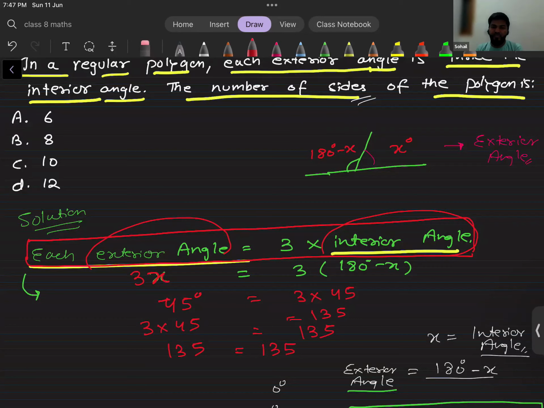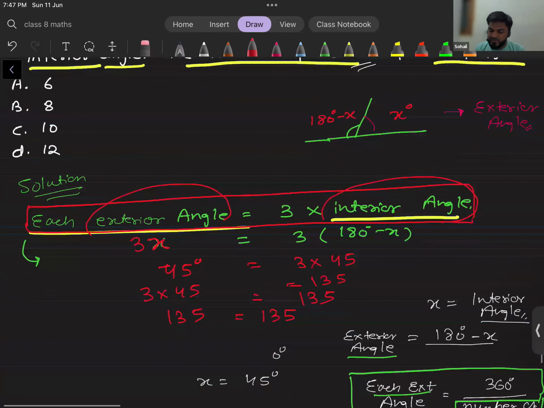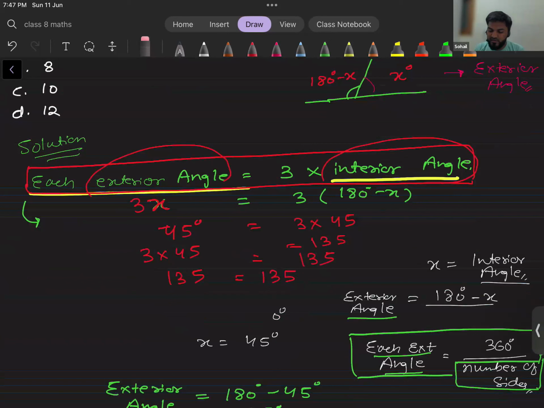Yes. Arhan, you got this. Ahmed, you? Yes, sir, I also did. Okay. So instead of multiplying 3 with the interior angle, you need to multiply 3 with the exterior angle. Right, guys? So now I'm giving you the equation. Now solve it.